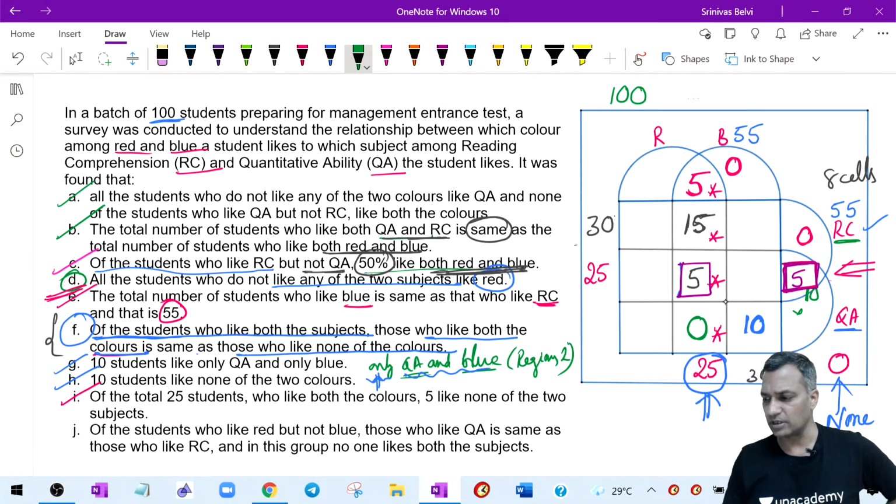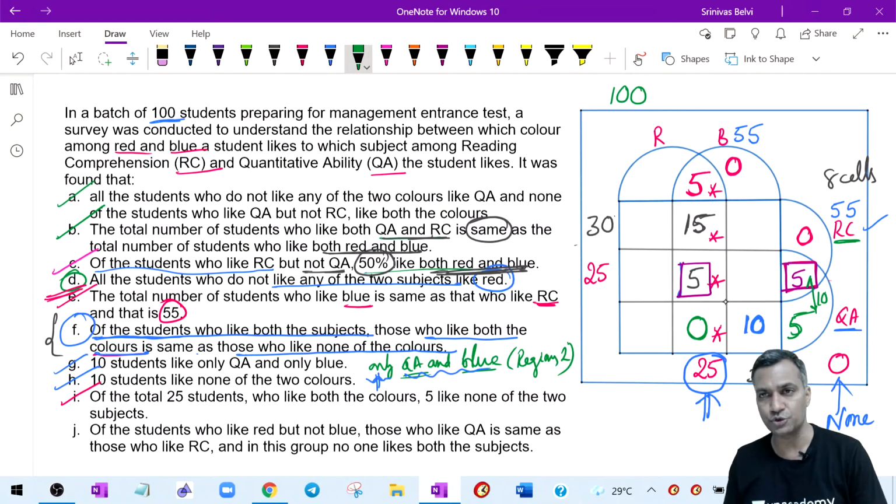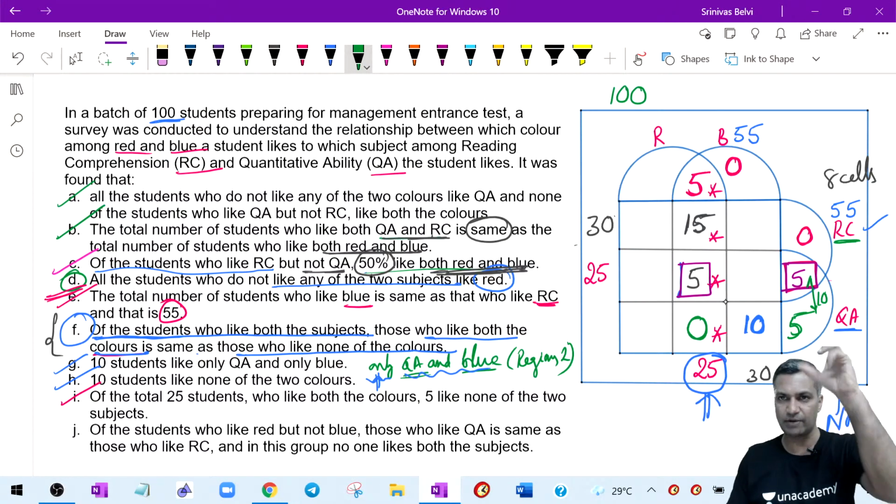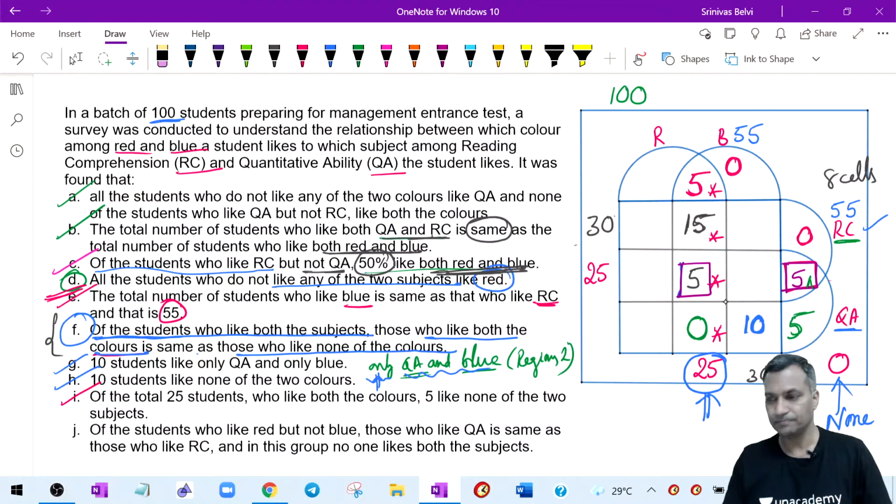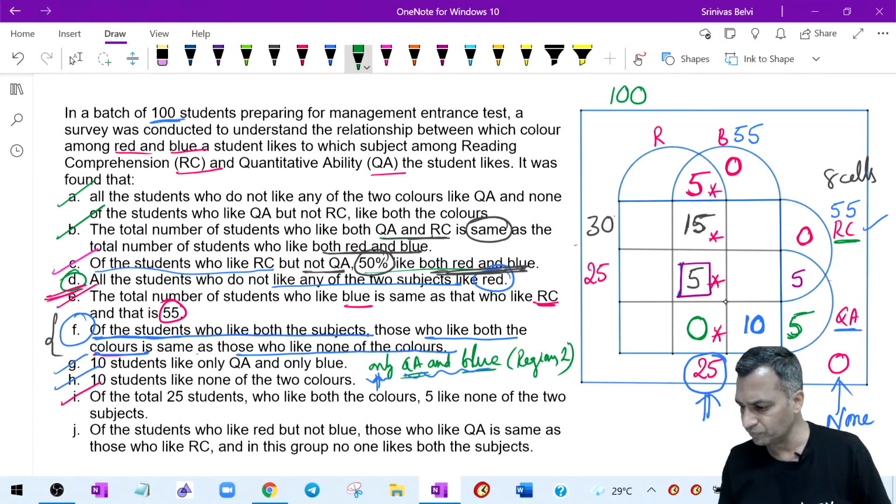Quickly respond. That correction made. That 5 is clear on this side. RC and QA, that 5 is clear. Right, if that 5 is clear, then this will become another 5, because we had a switch of 10 between these two cells. So 5 has gone up. Since 5 has gone up, another 5 has come down here. Perfect. All right. So there we go.